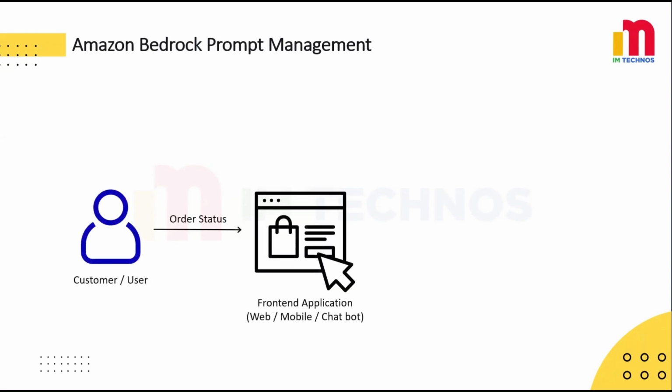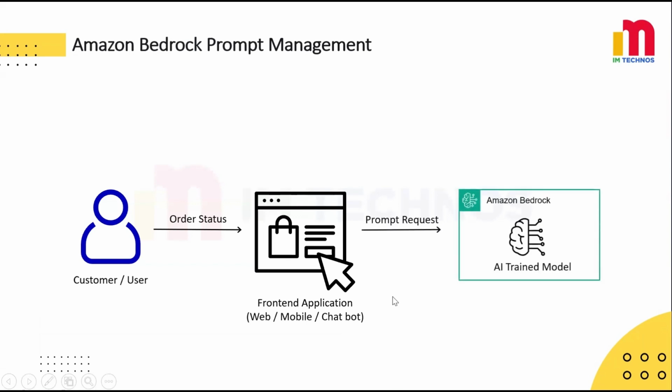A user opens an application and clicks on order status. Notice that the user is not typing a question or interacting with the AI directly. They are just selecting an option. This request first goes to the front-end application, which could be a web app, mobile app, or chatbot. The front end does not create prompts randomly. Instead, it sends a prompt request to Amazon Bedrock using a predefined, approved, and managed prompt.